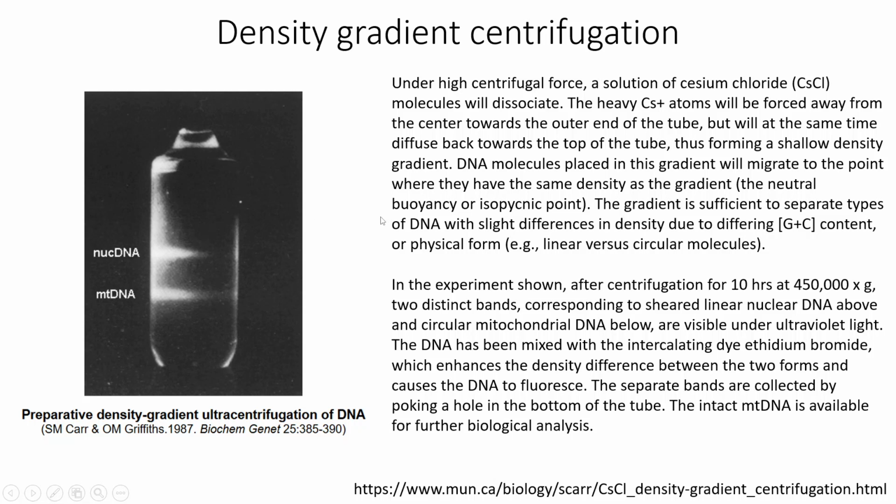And this gradient is enough to separate out different types of DNA. You can separate them based on their GC content, so it's quite a linear relation between GC content and density. That's easy to figure out or calculate using density gradient ultracentrifugation. Or you can separate by the physical form of your DNA, like linear versus circular molecules.